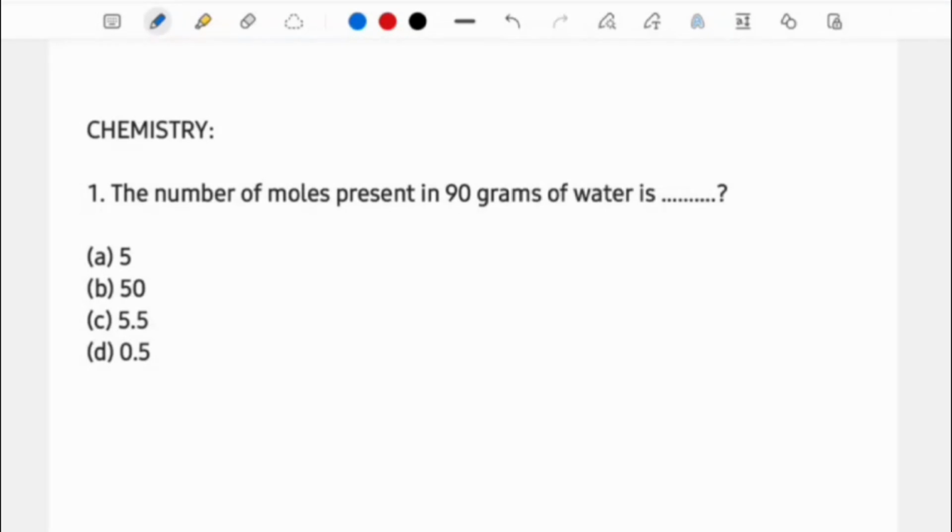All right, now we will be solving questions from the chemistry section of the syllabus. The question is, the number of moles present in 90 grams of water. There are different ways of solving this question. For example, using the moles formula is one way, but I will solve it using the unitary method. Speaking of water, the chemical formula of water is H2O.